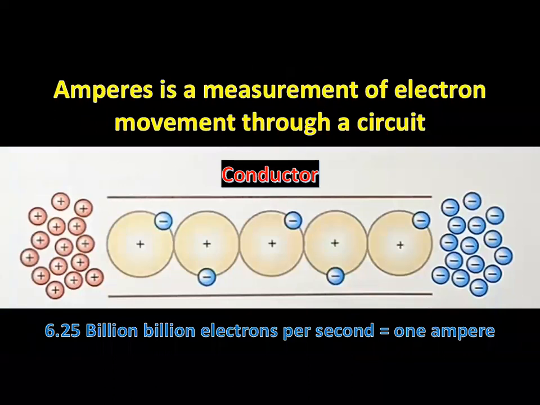Amperes is a measurement of electron or current movement through a circuit. If 1 ampere of current is flowing through a circuit, 6.25 billion electrons are passing a given point in the circuit in 1 second.